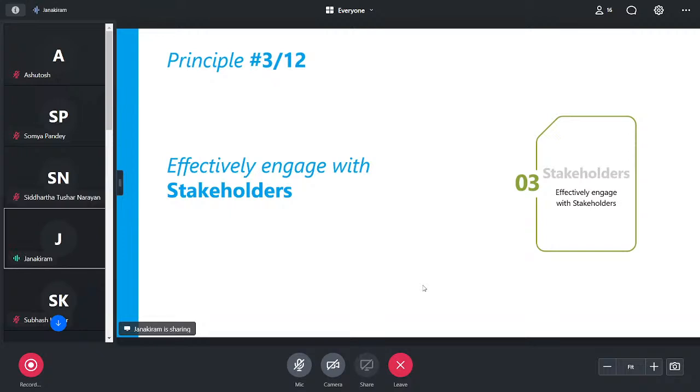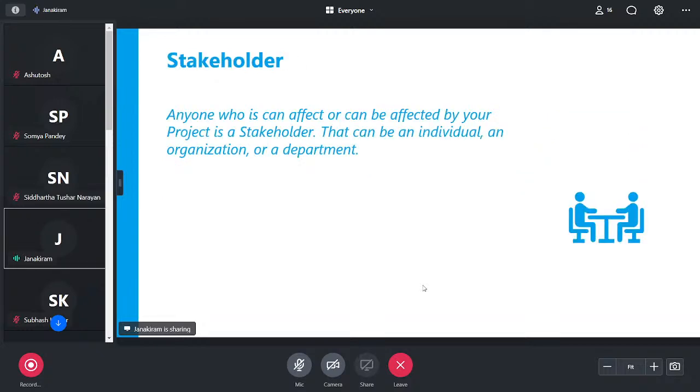The next principle is to effectively engage with stakeholders. Now, who is a stakeholder? To put it simply, a stakeholder is anyone who can either affect your project or who gets affected by your project. It can be yourself as a project manager, it can be your customer, it can be your senior management, it can be your project team, it can be the end user. Anyone who is impacted by the project or who can impact the project is a stakeholder. This is from a PMI perspective as well.